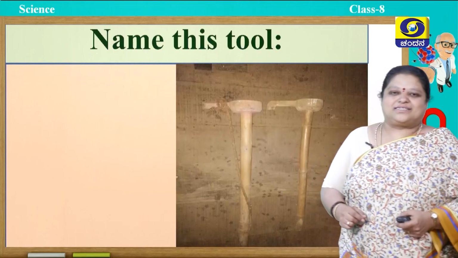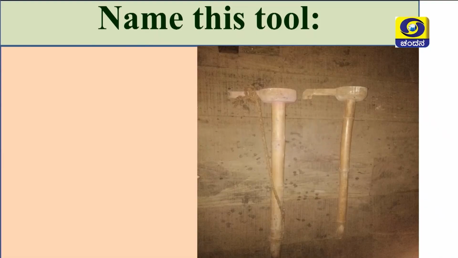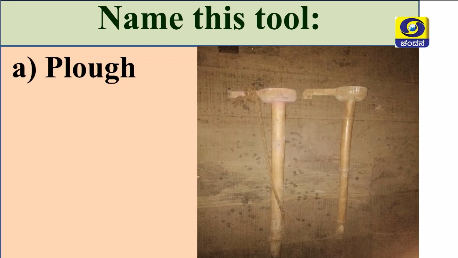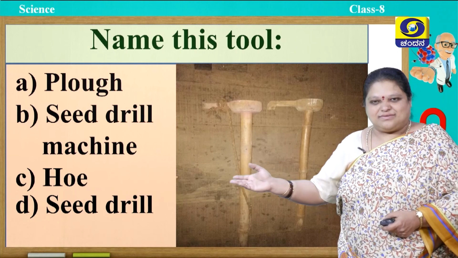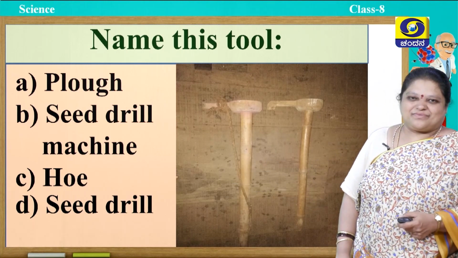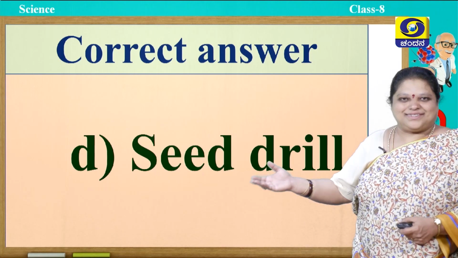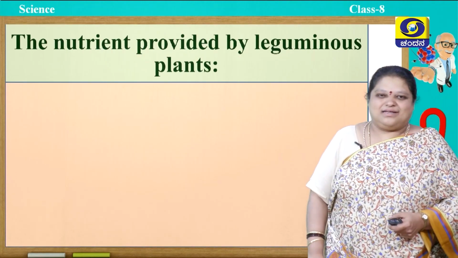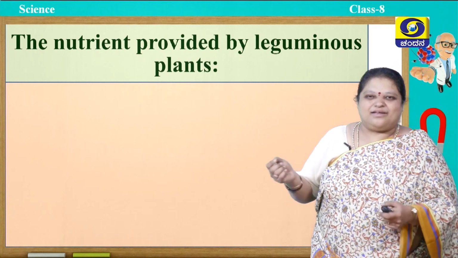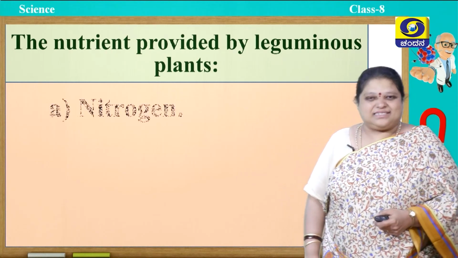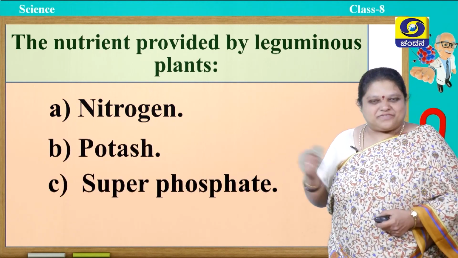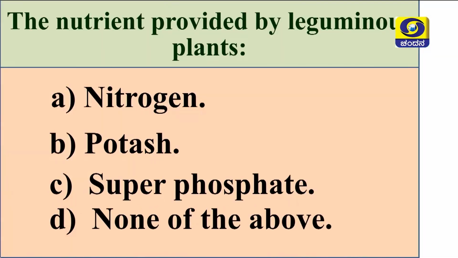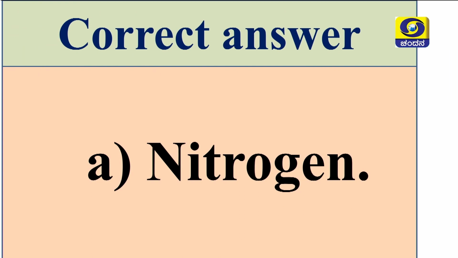Next, name this tool. The options are plow, seed drill machine, hoe and seed drill. So what is this? Identify. The correct answer is the seed drill. Next, the nutrient provided by leguminous plants is nitrogen, potash, superphosphate and none of the above. So the correct answer is nitrogen.